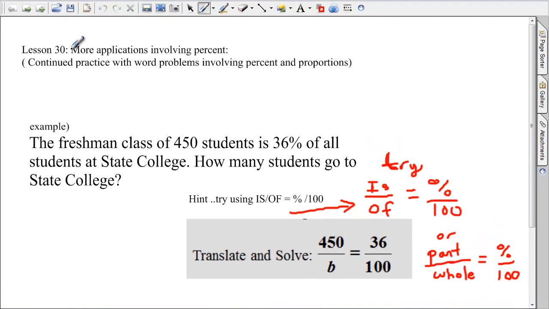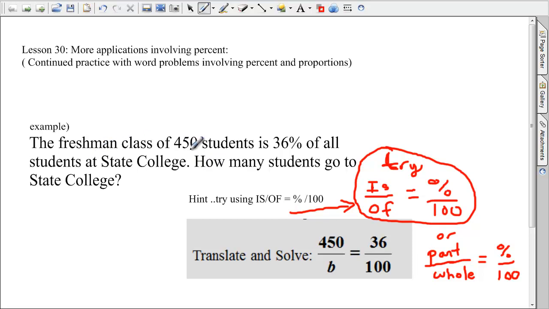Okay, welcome back. Lesson 30, more applications involving percent. Many times it's good to use the proportion, is over of equals percent out of 100, to solve percent problems. Let's just dive right into an example.